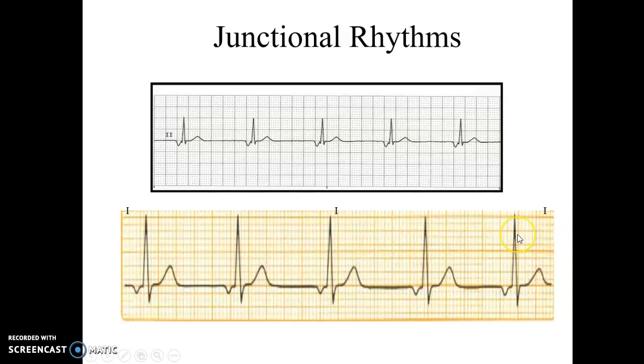Now this example here, I'm going from QRS to QRS to QRS to QRS to QRS. So again, my spacing is regular. My rate looks like I'm a rate of 50.